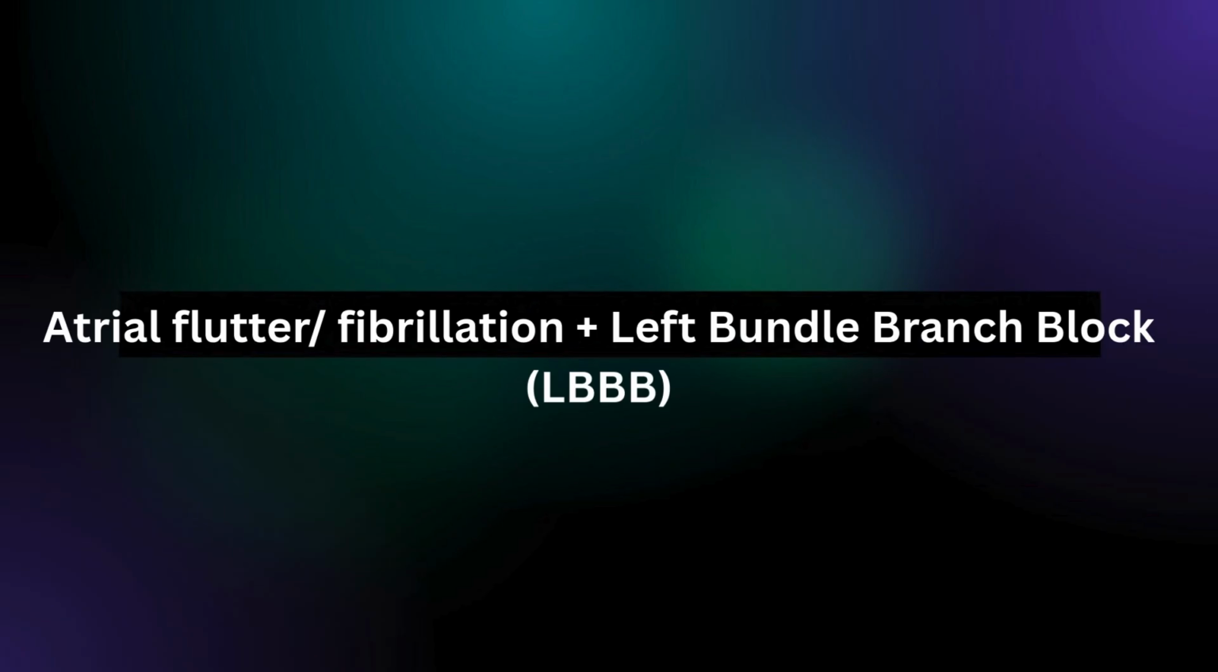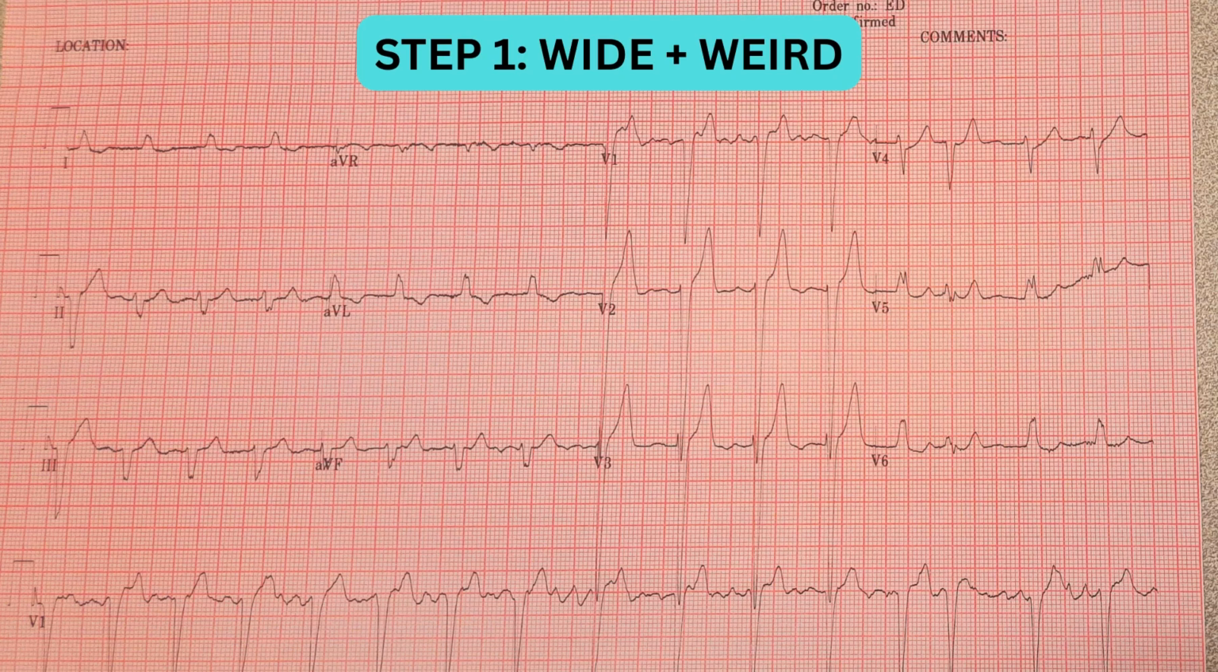Tips and tricks for diagnosing left bundle branch block on ECG. Step 1. Think wide plus weird. QRS duration equal to or more than 120 milliseconds, that is 3 small squares or more. This is the first clue. Always measure QRS complex width in leads with the clearest complexes, that is V1, V6 or lead 2.